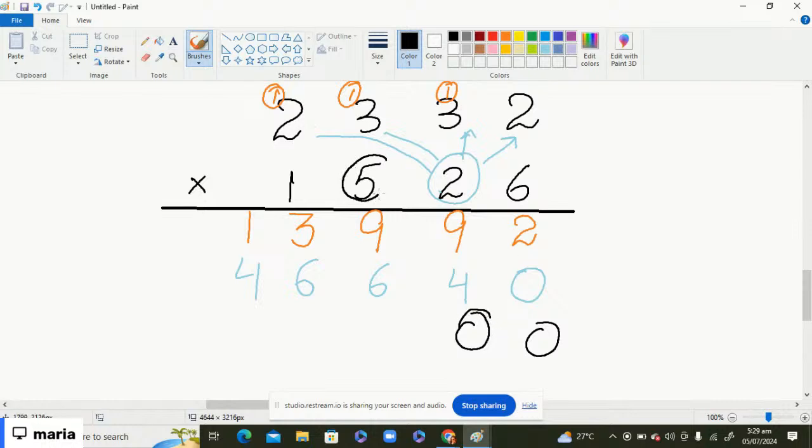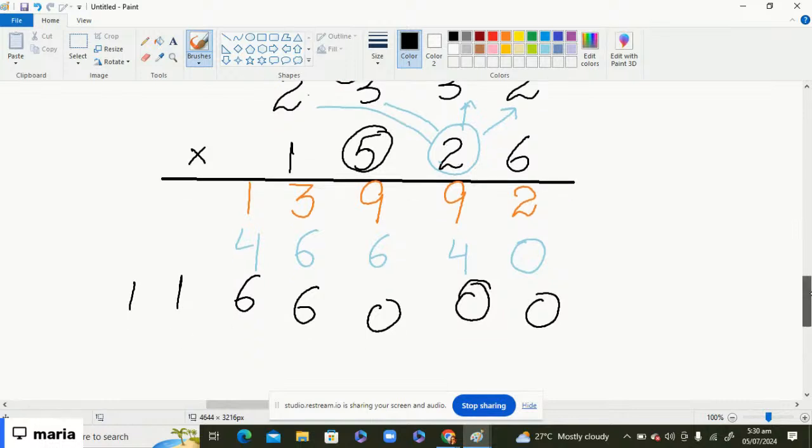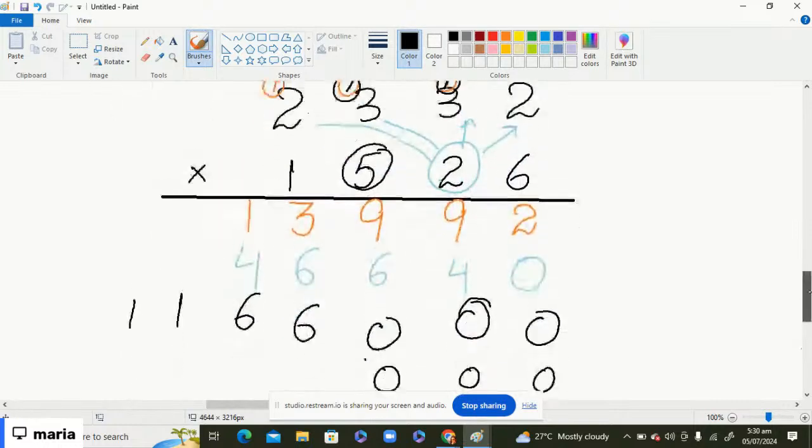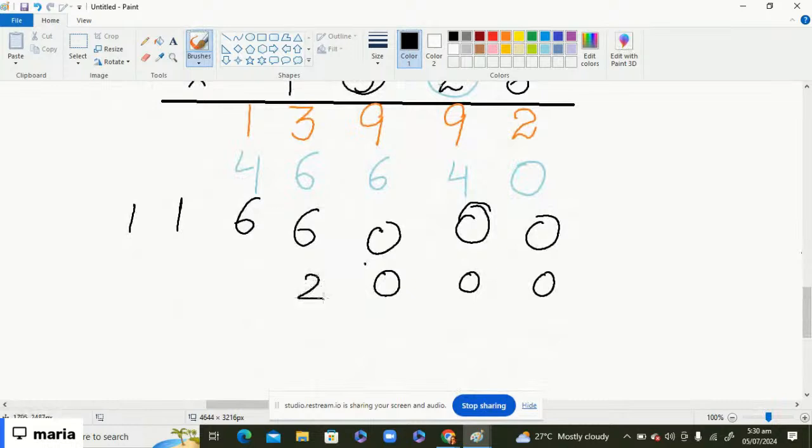Multiply this 5 with all of it. 5 times 2 is 10. Putting 0, 1 goes up. 5 times 3 is 15, plus 1, that is 16. Putting 6, again 1 goes up. 5 times 3 is 15, plus 1 is 16. Again you put 6, 1 goes up. 5 times 2 is 10, plus 1 is 11. Now putting 3 zeros. This 0 is with that one. That's why, with 1, all of it is 2 3 3 2. With 1, it's the same answer.